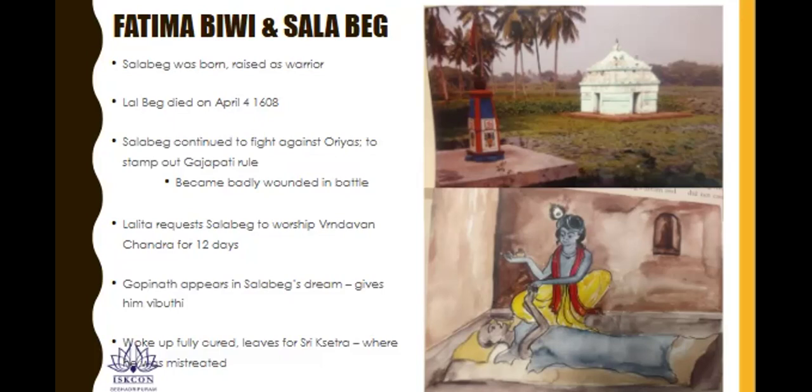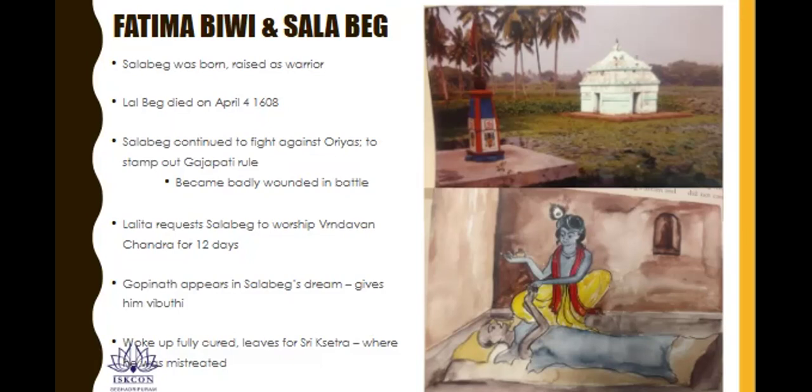Lord Gopinath appeared in Salabega's dream and gave him some kind of vibhuti, a lepana, an ointment, and he was completely cured. Then Salabeg gained faith in Lord Jagannath, and he went to Vrindavan and stayed there for one year. He associated with so many devotees, and he became a great poet and a great devotee.